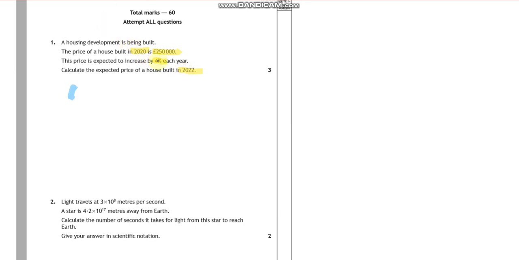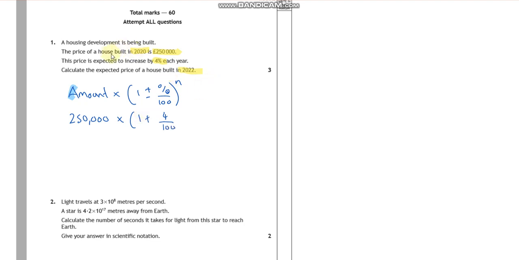Now, the actual equation I teach is the amount multiplied by 1 plus or minus the percentage over 100, to the power of the time. So for this one, you've got 250,000, and you're going to times that by 1, and we're increasing. So just watch the word there, increase. If it was a decrease, or depreciate, you'd be taking away. And our percentage is 4 over 100.